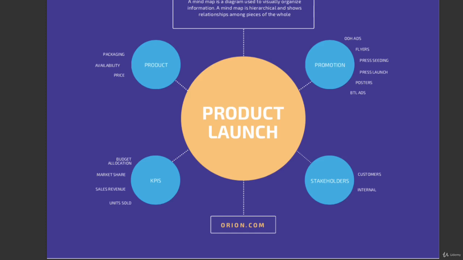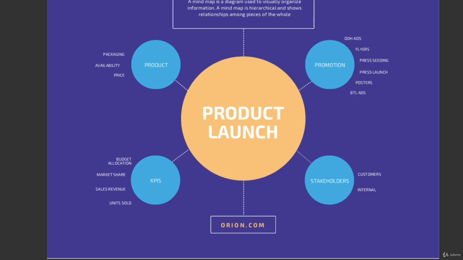So you added the branches. You ask yourself, are these branches a part of the main idea? Yes. Are these branches part of the main goal, which is putting the product out in the market? Yes, it is. Then you're good to go. Now that you got your branches, you need to figure out the sub branches. So in product, what are we talking about in terms of product? We're talking about packaging, we're talking about availability, we're talking about price.